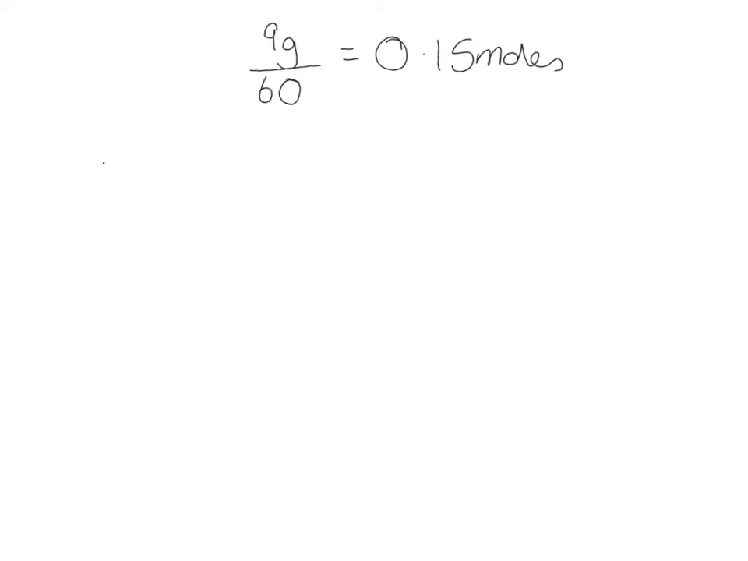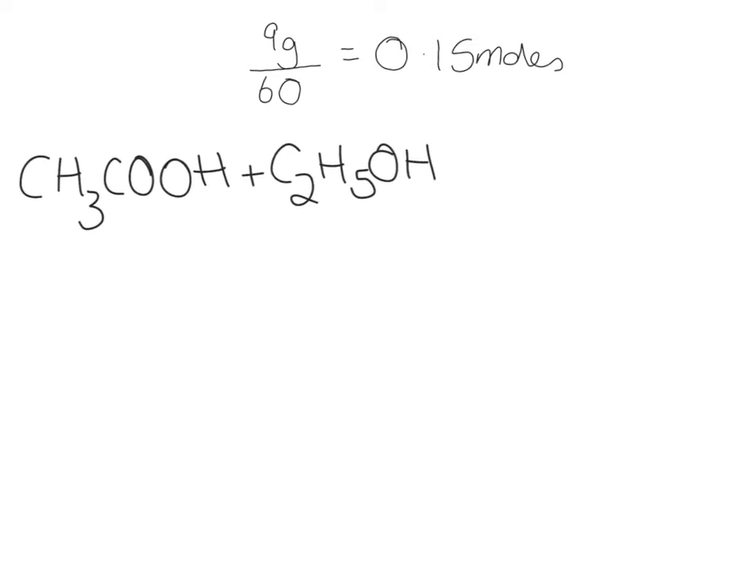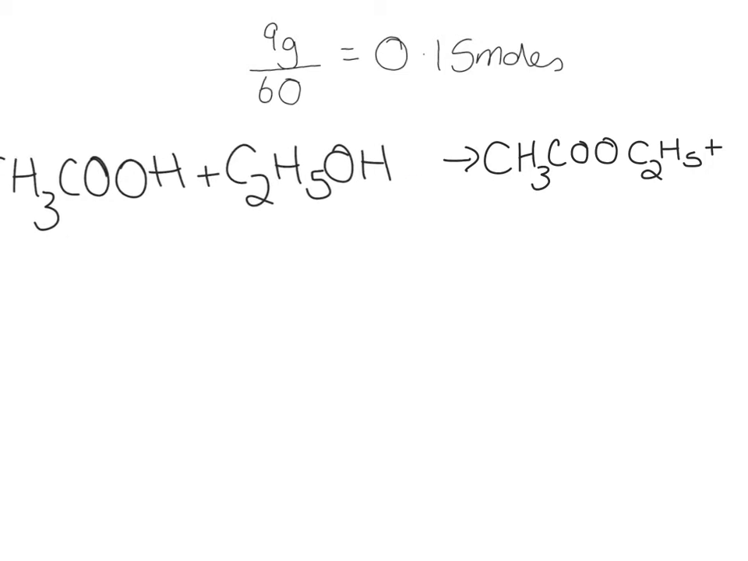So we would have our CH3COOH plus my ethanol, C2H5OH, to make my ethyl ethanoate, so CH3COOC2H5, plus our water, H2O.